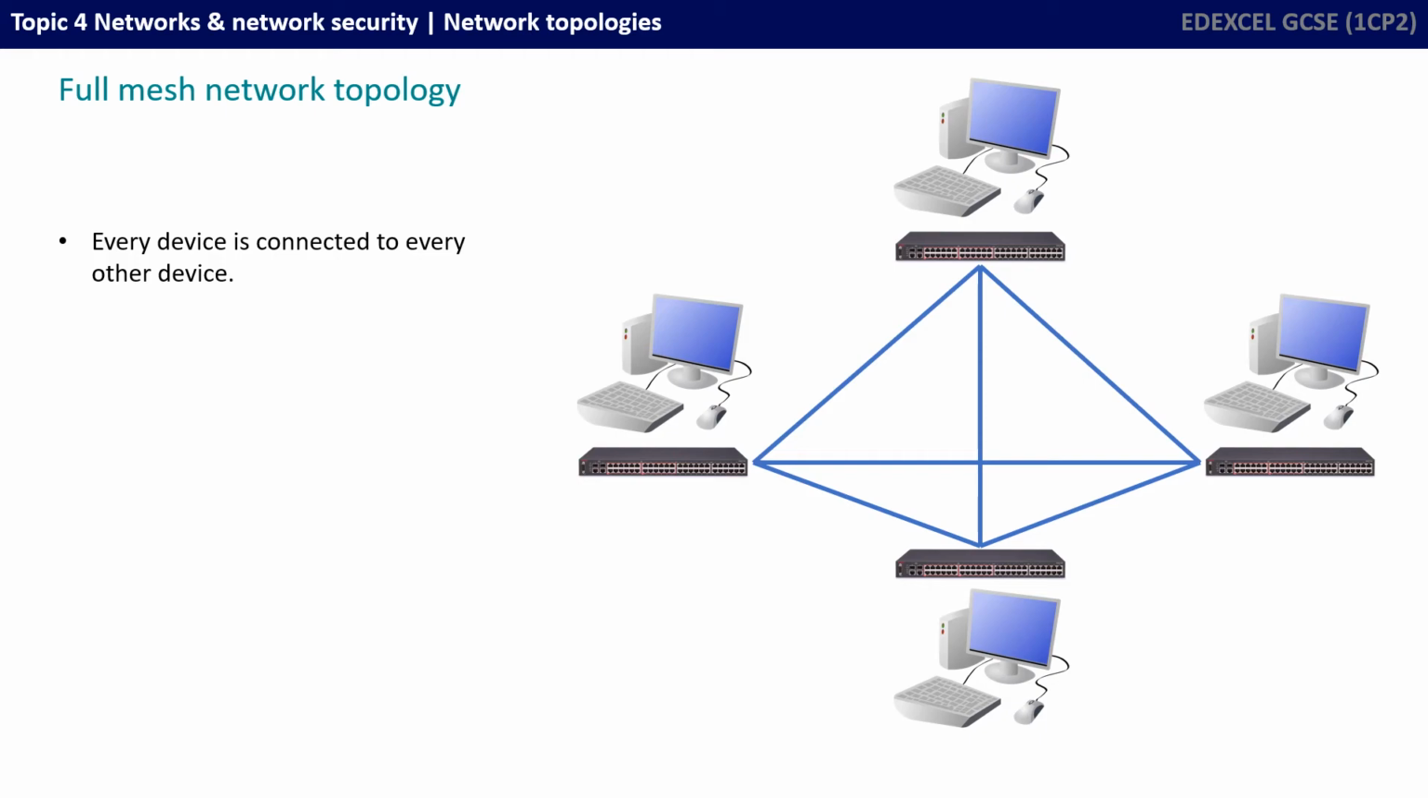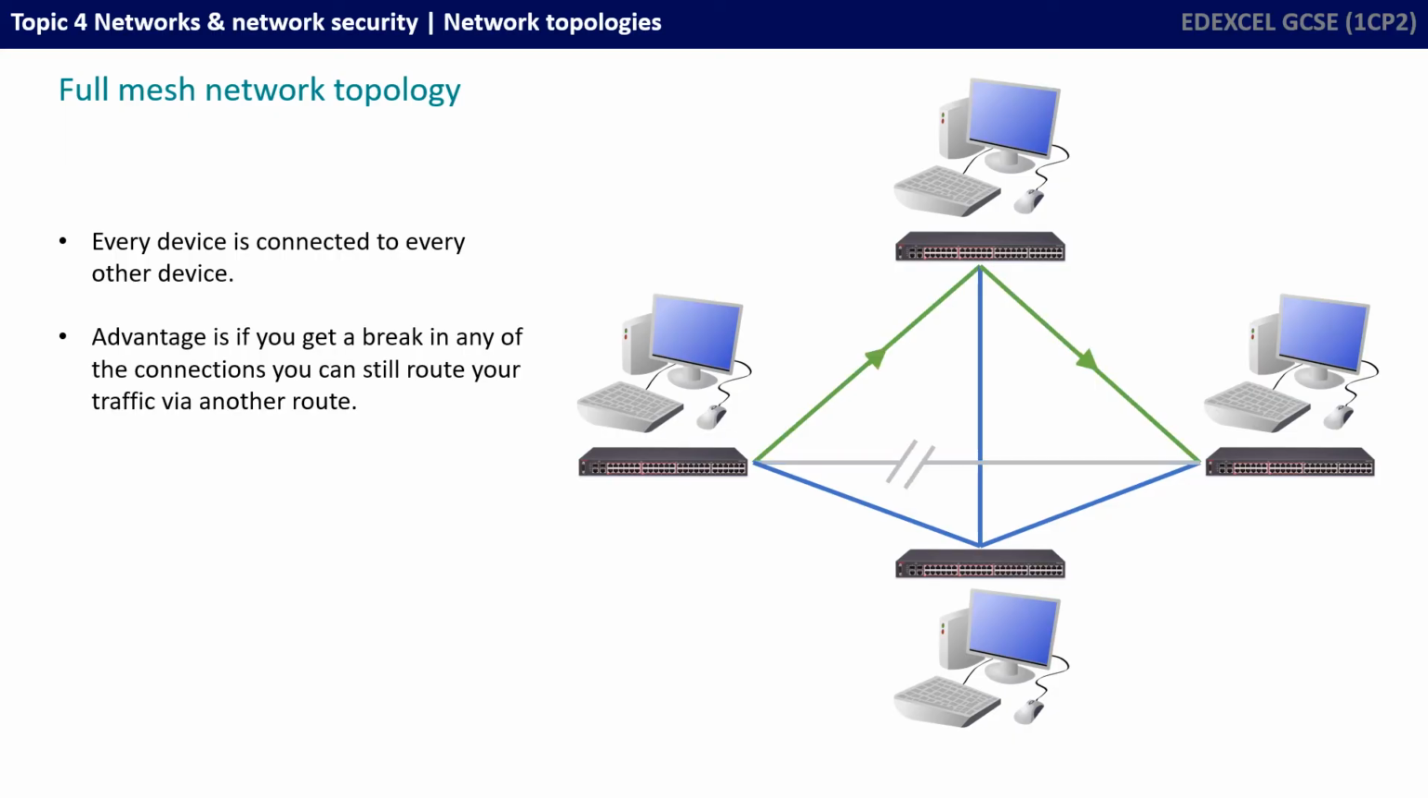Now in textbooks, you're going to see this illustration without the switches shown, and it would look like all the computers are connected directly to each other. Now this isn't strictly possible. You're still going to need a component that allows multiple connections, and in this case we're showing a switch as being capable of performing this task. So one of the clear advantages with the full mesh network topology is if you get a break in any of the connections, you now haven't got a problem because you can route your traffic via an alternative route.